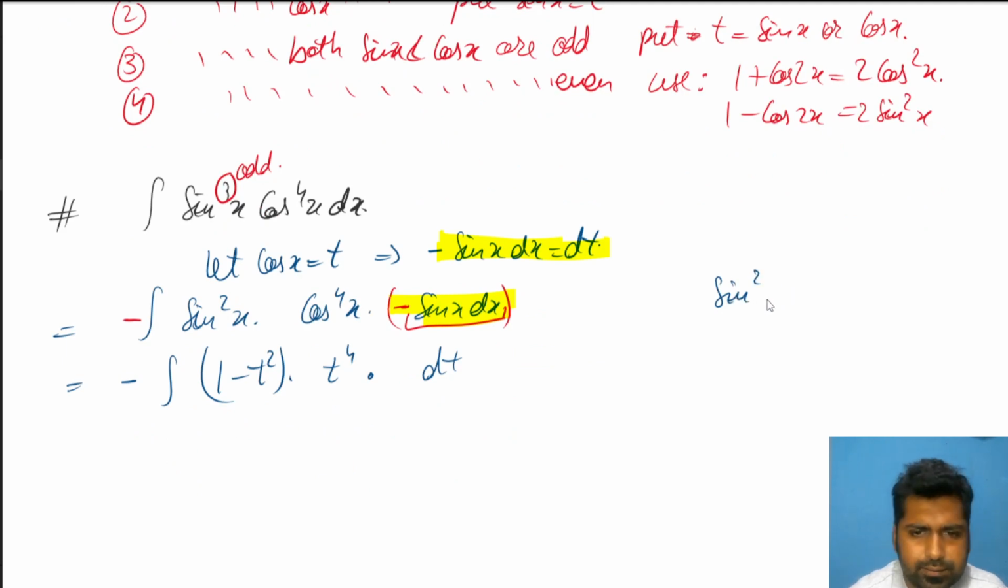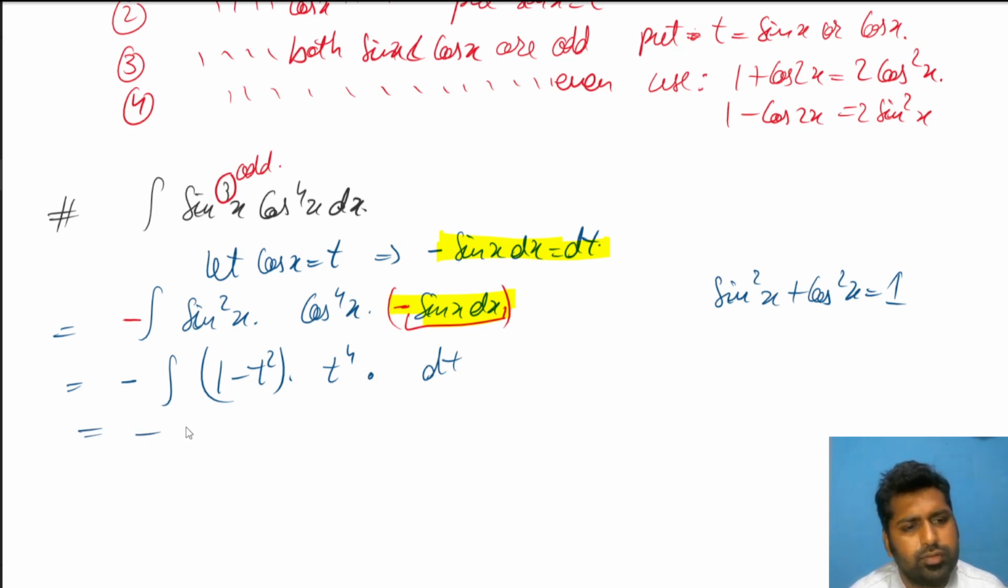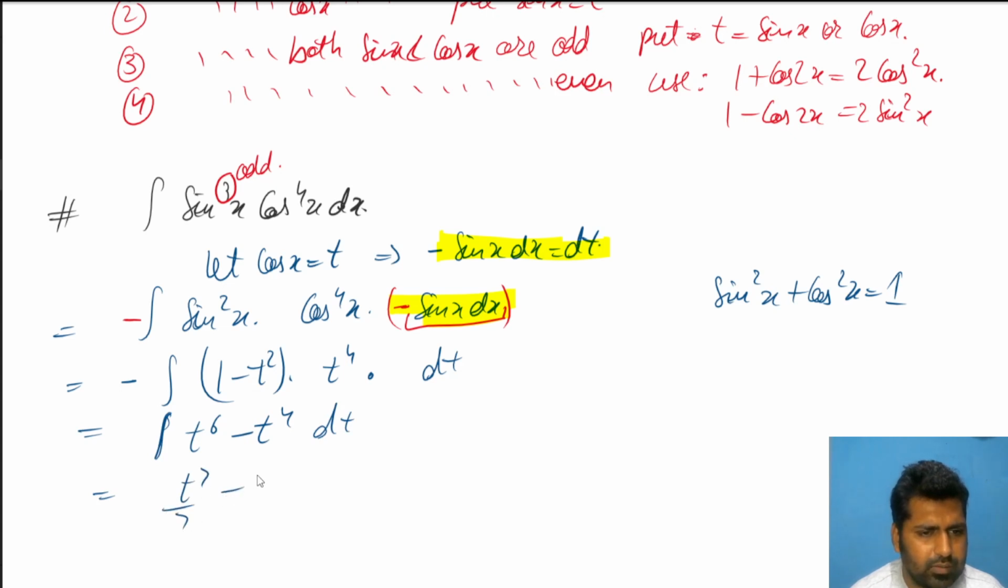If somebody is wondering what happened, this is what really happened. I've generated sine square as 1 minus cos square using that. Negative is there, na? So let's multiply this negative. If we want, we can multiply this with this also, and we have to multiply by t raised to power 4 also. So this becomes t raised to power 6 minus t raised to power 4 dt. I have taken negative also inside now. Okay. If you want, you can skip that. T raised to power 7 by 7 minus t raised to power 5 by 5 dt.